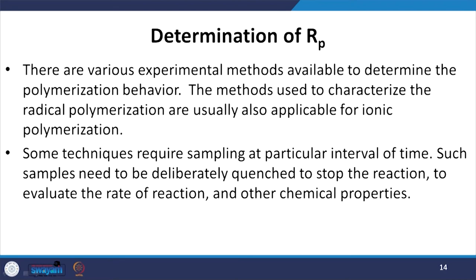We have already discussed the rate constant for the propagation steps, and there are various experimental methods available as of date to determine the polymerization behavior. The methods used to characterize radical polymerization are also applicable for ionic polymerization. Some techniques require sampling at particular intervals of time. Such samples need to be deliberately quenched to stop the reaction, to evaluate the rate of reaction and other chemical properties, and sometimes to evaluate the byproducts developed in due course of time. However, there are some new and advanced tools which help in continuously monitoring the experiment and obtaining better results. Most of these characterization techniques are usually the same for analyzing step growth polymerization.